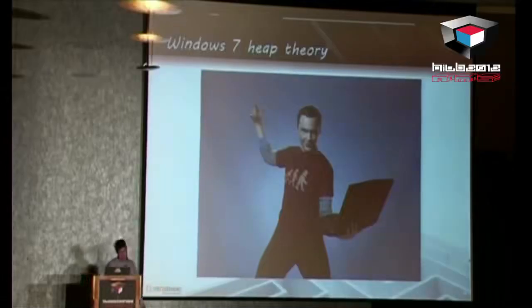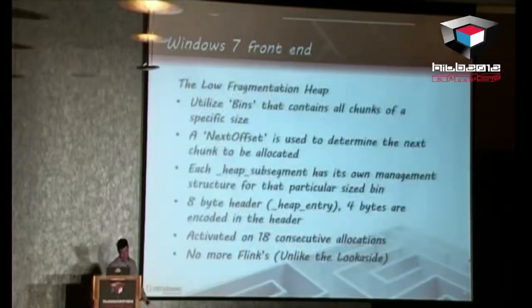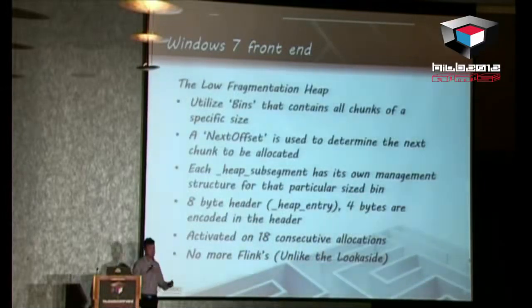So we'll go on to a little bit of theory. Like I said before, we utilize these bins of a specific size. The free chunks now have this thing in Windows 7, the next offset, that allows it to work out where the next allocation is going to come from. As that particular chunk is allocated, it updates another value called the free entry offset. We'll look at this more a little bit later because it refers to the type of attacks we're going to be doing.